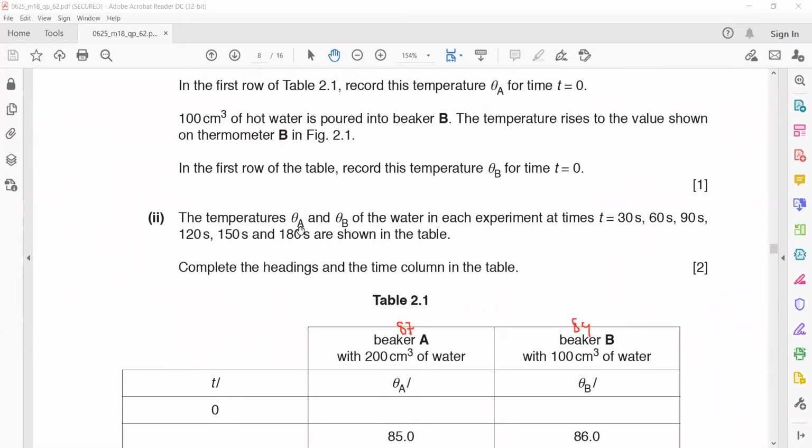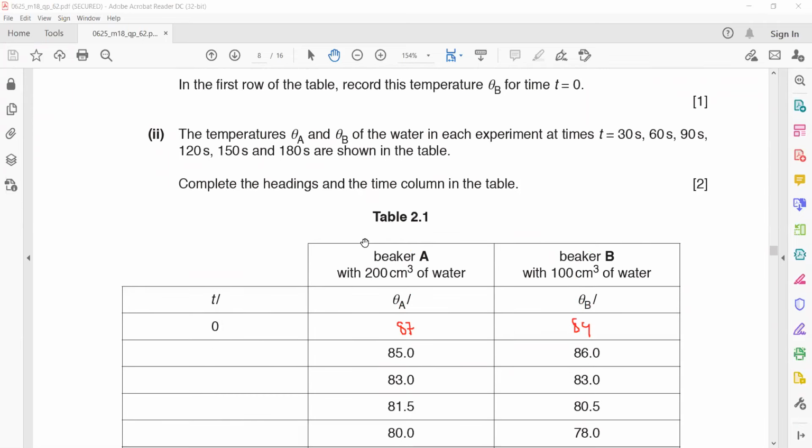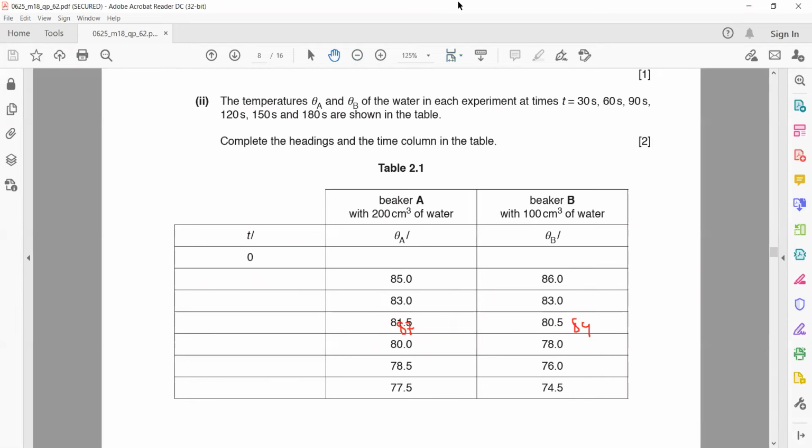The temperature theta A and theta B of the water in each experiment at times 30, 60, 90, 120, 150 and 180 are shown in the table. Complete the headings and the time column. So complete the column heading, and you can use the screen annotation to complete this. The column heading means the unit and the value for the time.